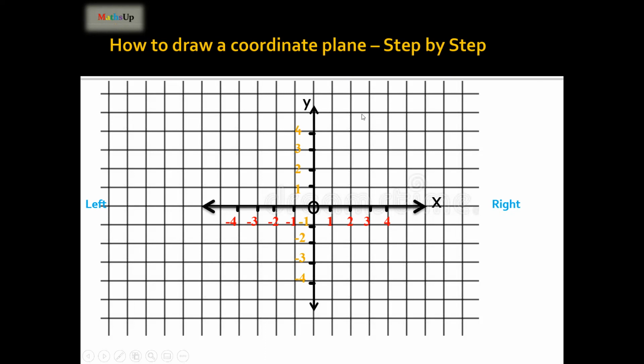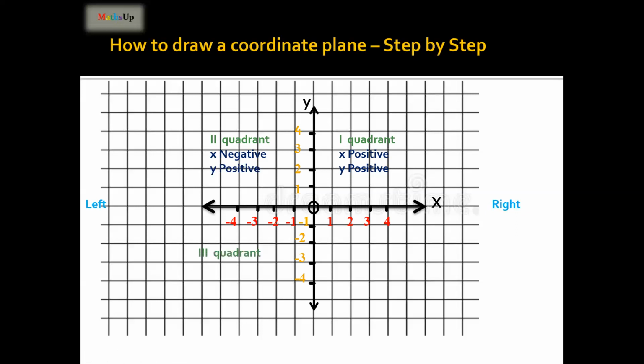So after you draw a coordinate plane, you will get 4 infinite regions to plot your coordinate points. So these regions are called quadrants. This is the first quadrant. In the first quadrant, all the x values are positive and y values are also positive. And the second region that you will get to plot your coordinate points is second quadrant. In the second quadrant, all the x values are negative and y values are positive.